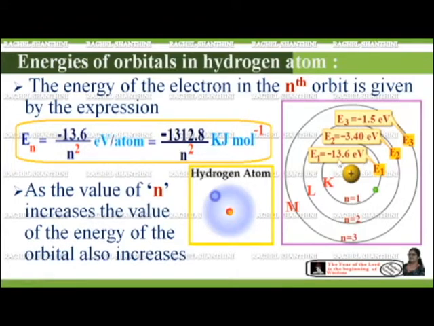When we note down the values of energy in these shells, we come to know that as the value of n increases, the energy of the orbital also increases. Since it is a negative value, minus 13.6 is lesser than minus 3.40, which is lesser than minus 1.5 electron volt. So as the value of n increases, the energy of the orbital also increases.